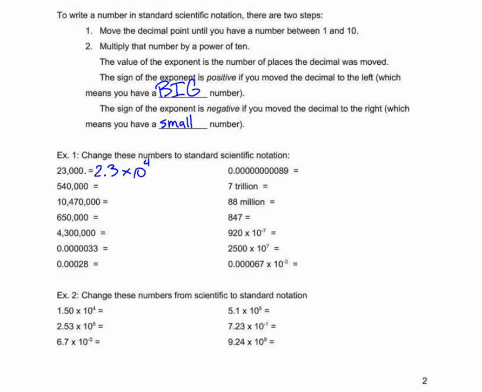In the next one, 540,000. My number between 1 and 10 is 5.4. Multiply it by 10. The exponent is the number of places we move the decimal. So we have a large number. I am moving the decimal to the left, and I move it left 5 places. That is to the fifth power. It's positive. 5.4 times 10 to the fifth.